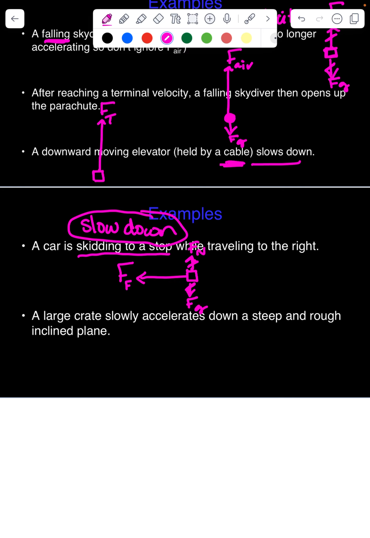Now, our last one is a little bit different, but you are going to see a lot of these. We have a large crate that is slowly accelerating down a steep and rough inclined plane. If you ever have a scenario where you have an object on an inclined plane, the first thing I want you to draw is the inclined plane. After you draw the inclined plane, then you can draw your object. So we have our crate.